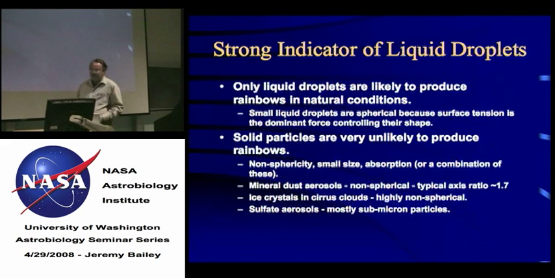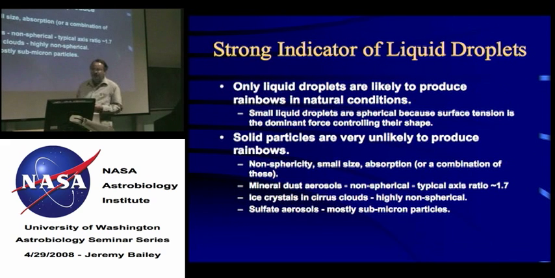So, in natural conditions, the only way we're going to get a spherical particle is due to surface tension, which causes a liquid to form spherical droplets. And solid particles are very unlikely to produce rainbows in natural conditions. All the solid particle aerosols that we know about in the Earth and other planets' atmospheres would have conditions that would prevent the formation of a rainbow due to non-sphericity, small size, or absorption, and in most cases a combination of these effects.